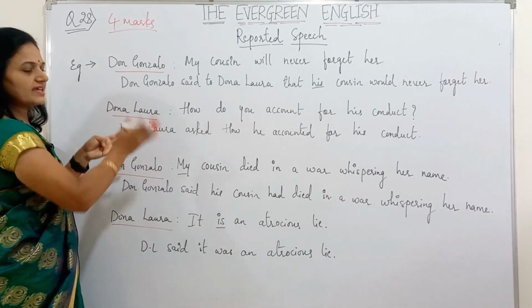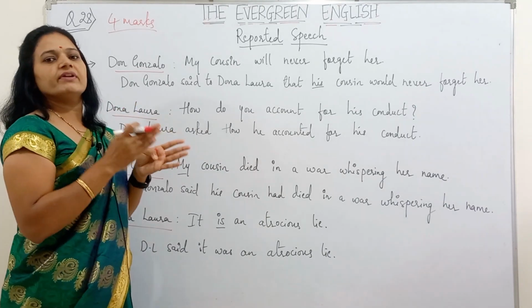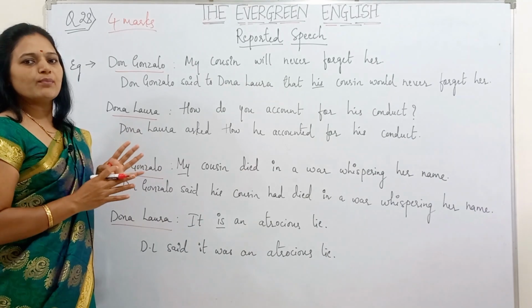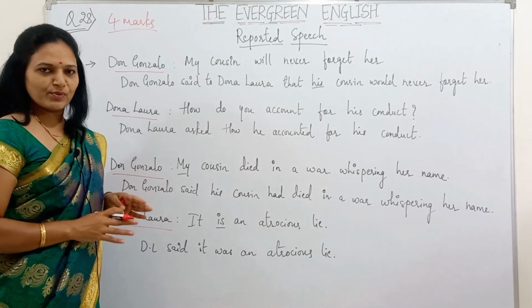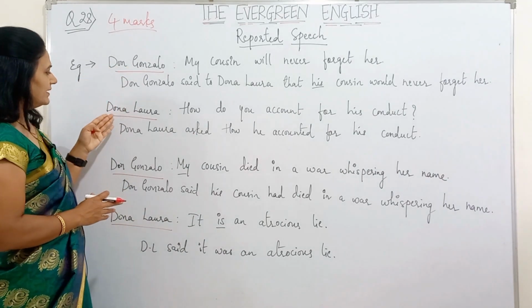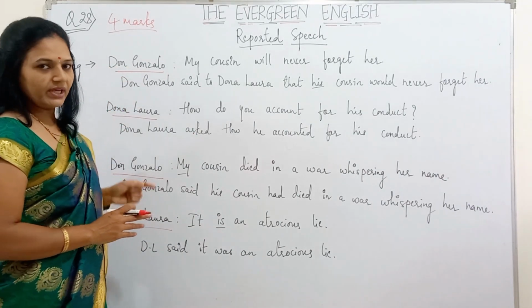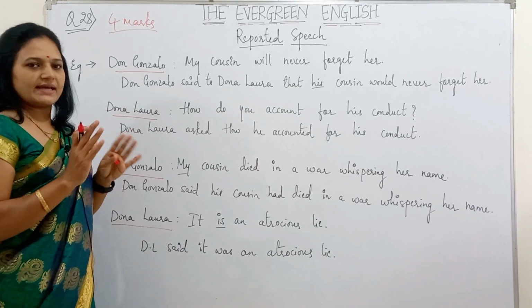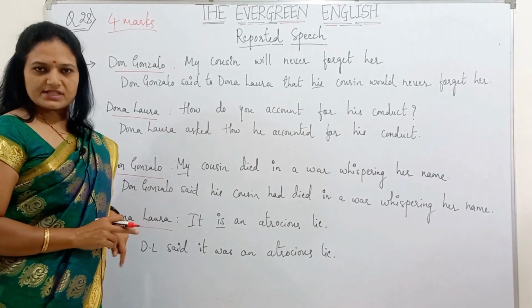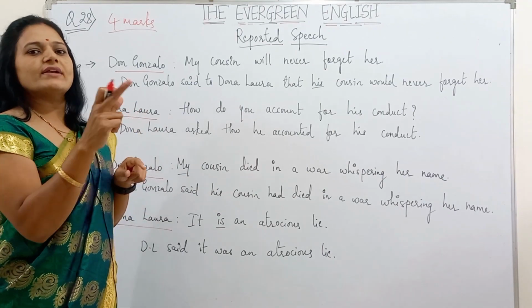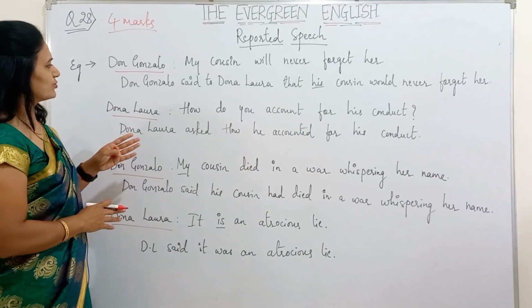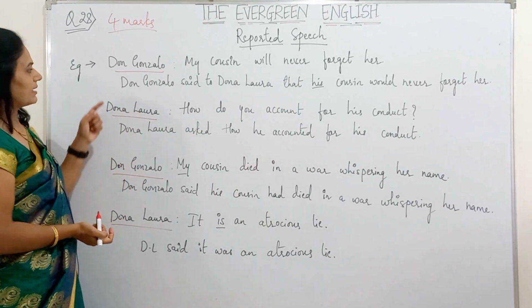So this is the conversation. Report the following conversation between, and this is the unit, A Sunday Morning, which is the unit from your course book. This is the conversation between Don Gonzalo and Donna Laura. So this is an example, and of course for the high school students, I'll be making another video on reported speech, because they will have one sentence and it carries 1 mark. So this is the example for PU secondary students. Let us go with the example.